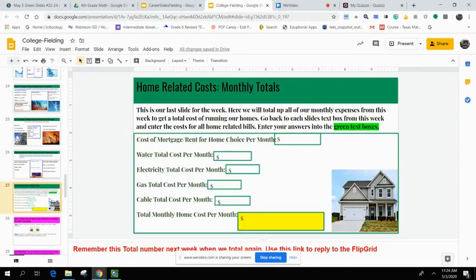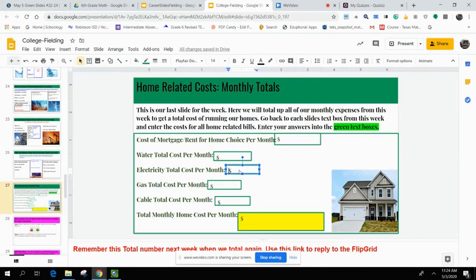Then on the last slide for the week, you're going to go back and add all the things that you've done. You'll go back to the slide with your housing costs and put your housing costs here. Whichever water company you chose, for how much it costs per month, you'll put that amount here. Your electricity costs will go here. Your gas cost goes here. And your cable total cost is here.